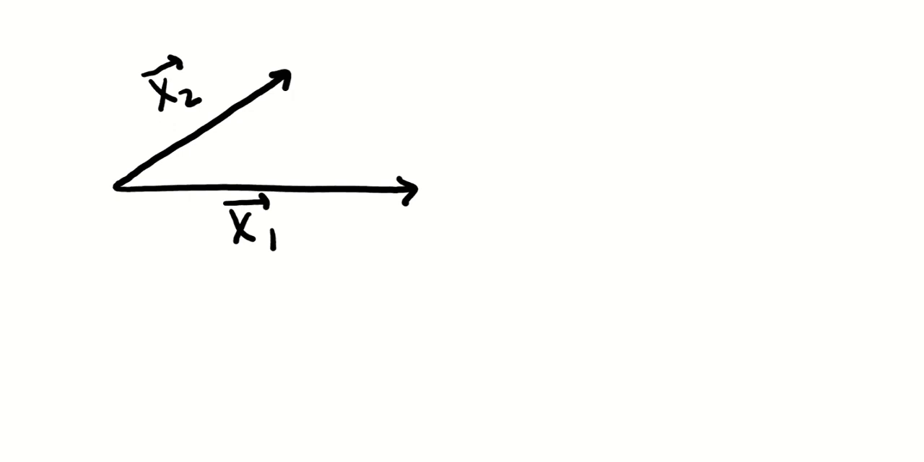Okay, so the idea here is that I want to have x1, and maybe I'll call this one y1. This is an orthogonal vector to x1. And what I'm going to point out to you is that we can find y1 by taking x2 and subtracting the projection of x2 onto x1. Let's call that the projection.